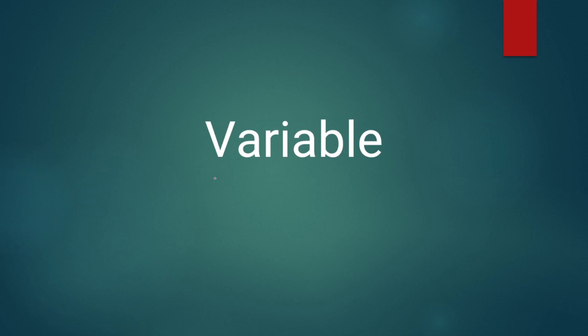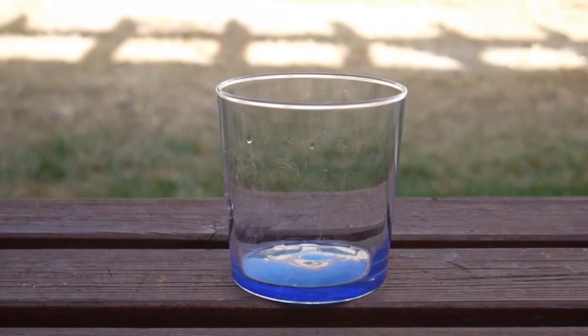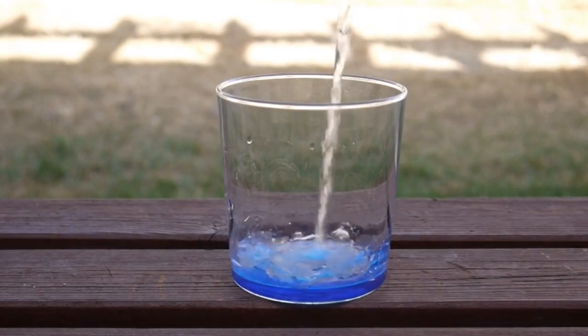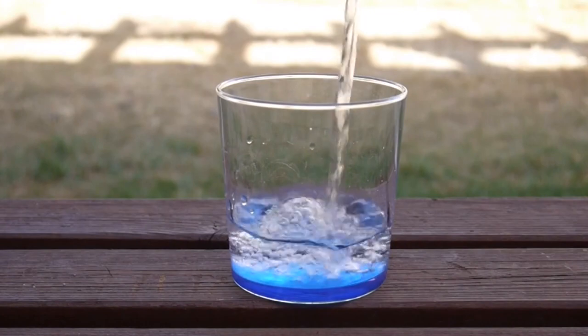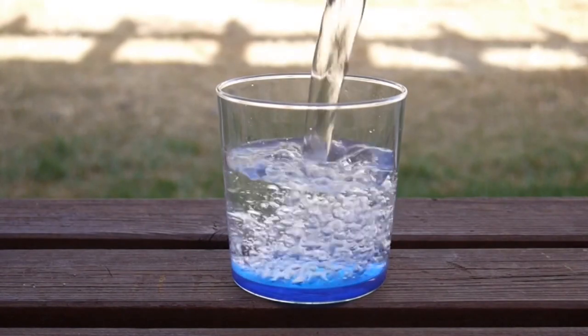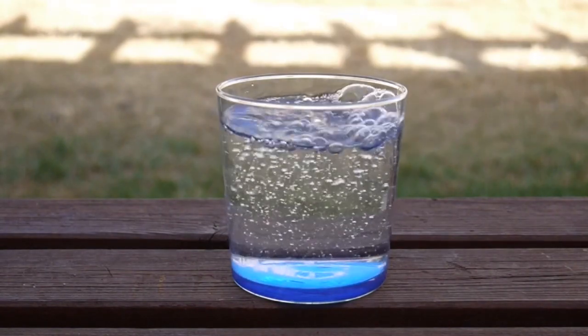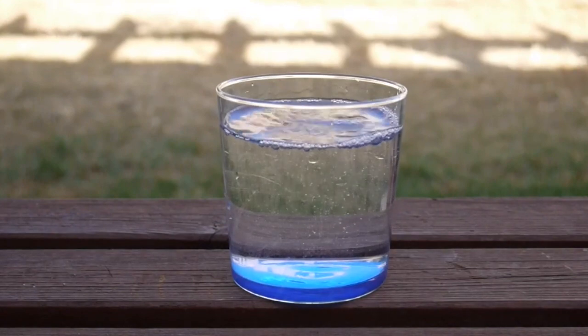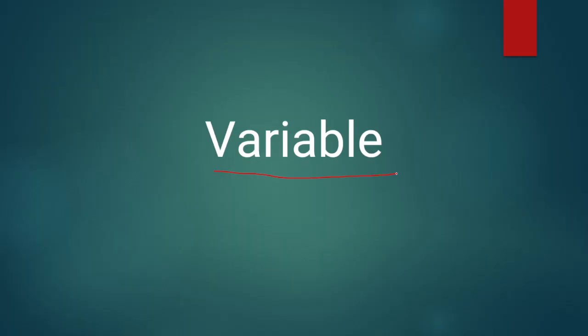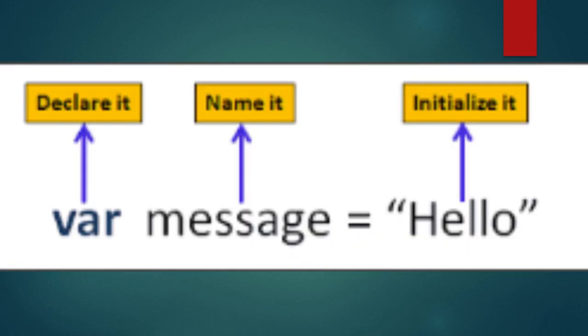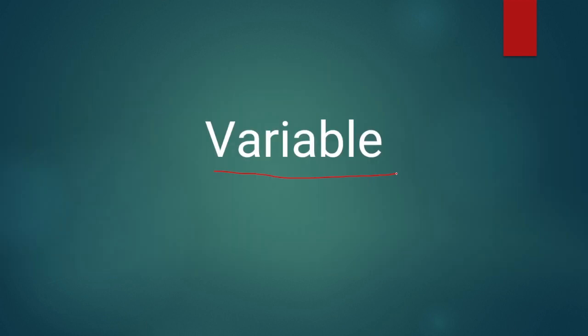So let's start. Before going towards variable, I would like to give one basic example. Let's suppose we have one glass and we have put some amount of water in it. So what does it mean by the glass? Glass is a container and the water is a value. The same thing happens in our variables too. Whenever we declare any variable and assign some value, the value is going to be stored inside the variable and it occupies some amount of memory.